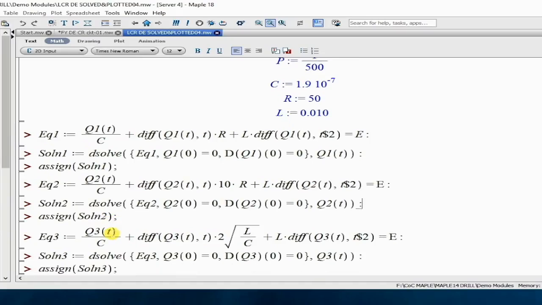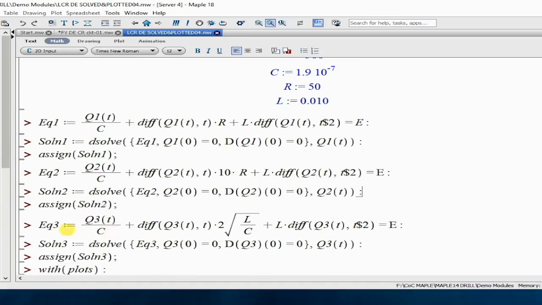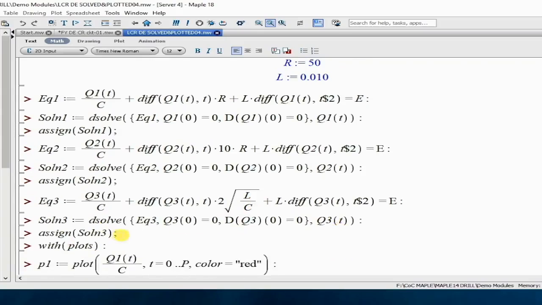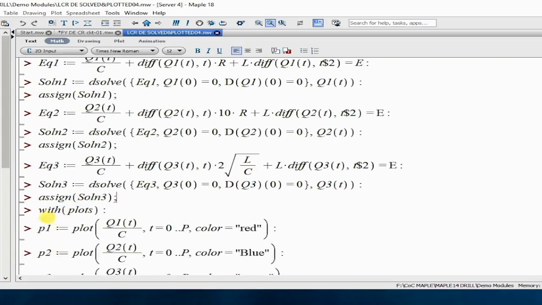In the same fashion, this is the third differential equation we have: Q3, a function of time, divided by C, plus the first time derivative times 2 under root of L by C. You have to refer to Maple video lecture number 6 for these differential equations. We have 3 solutions. All 3 solutions are assigned through the assign command.